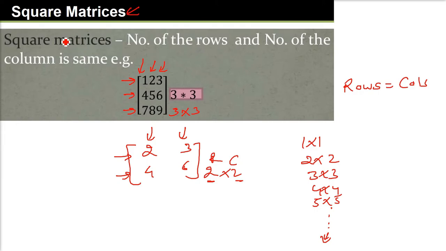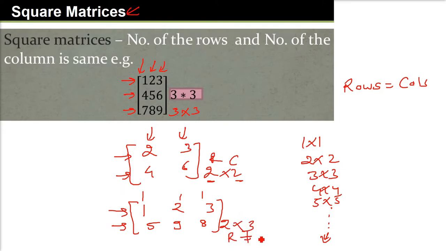In various computations, we'll see it has to be a square matrix. I'll just write a matrix. See, 1, 2, 3, 5, 9, 8. How many rows are there? 2 rows. How many columns are there? 3 columns. So we have 2 rows and 3 columns. This is not a square matrix because the number of rows and number of columns are not the same.